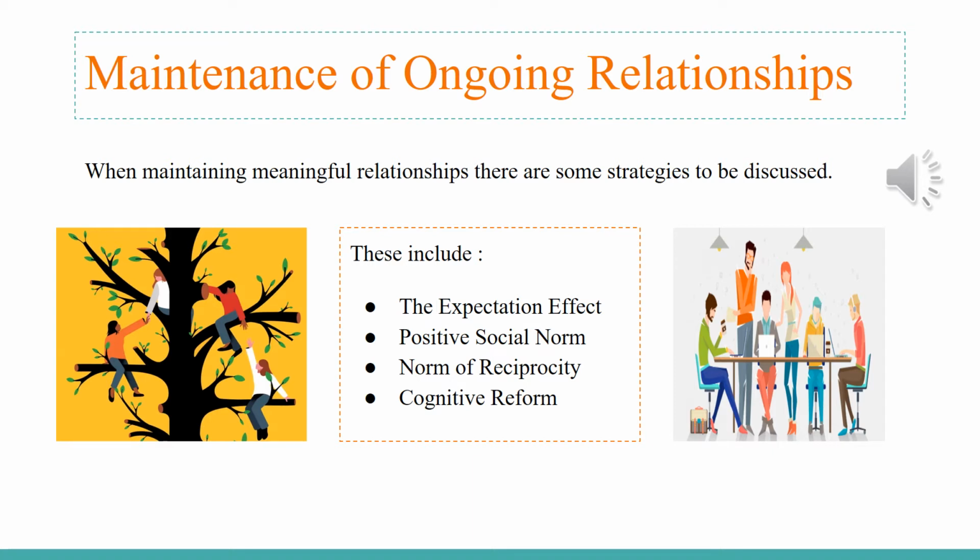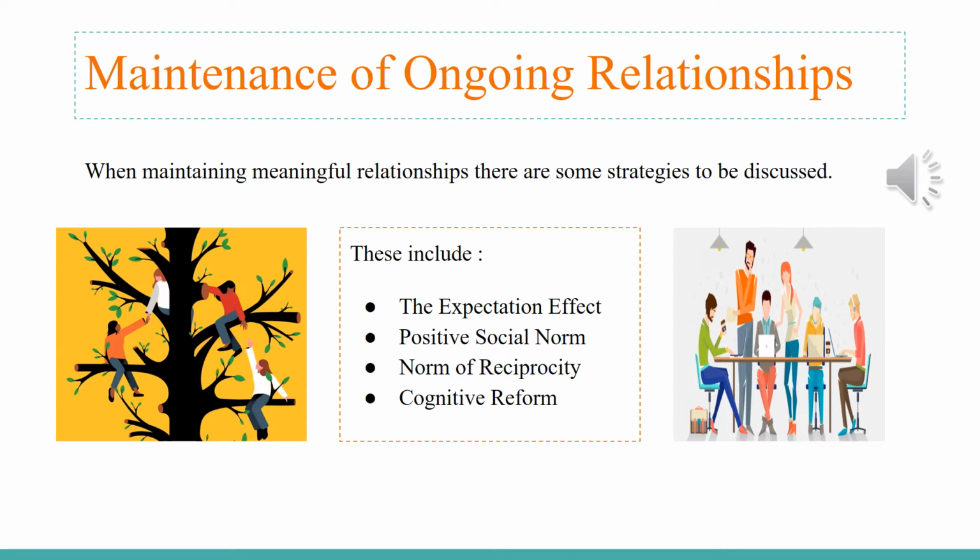Some psychological strategies used to do this are: 1. The expectancy effect, also known as the I know you can do it effect. Psychologist Robert Rosenthal demonstrated that by holding positive expectations about another's behavior, we can subtly influence their behavior in a positive way. Another strategy that can be used is positive social support.